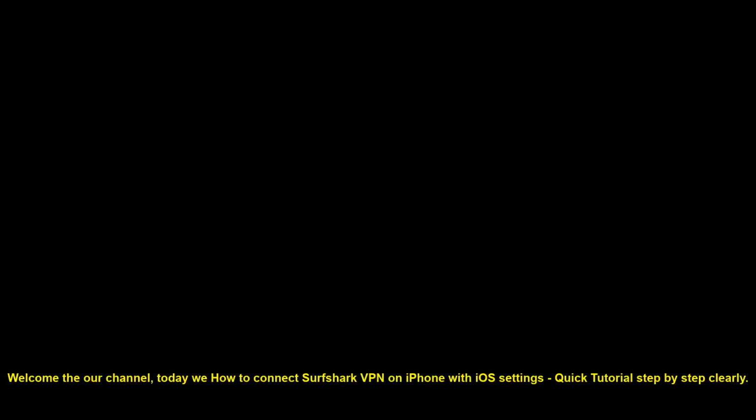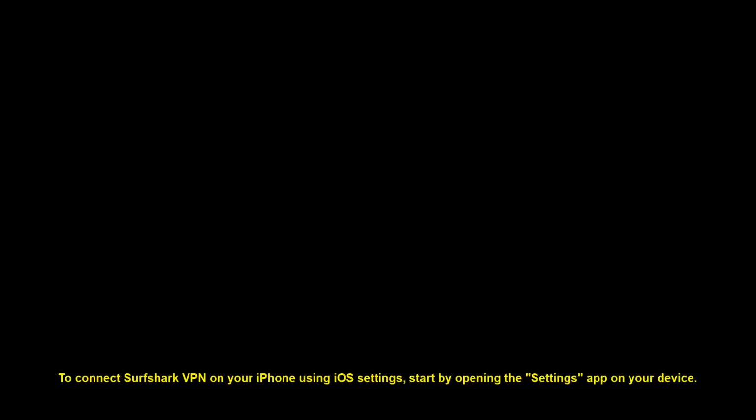Quick tutorial, step by step, clearly. To connect Surfshark VPN on your iPhone using iOS settings, start by opening the Settings app on your device. Scroll down and find the option labeled VPN. Tap on VPN to enter the VPN settings menu.